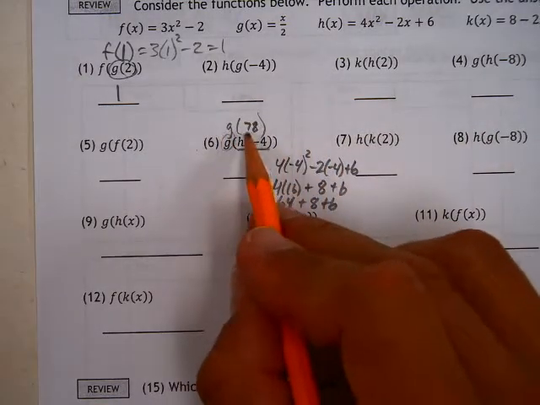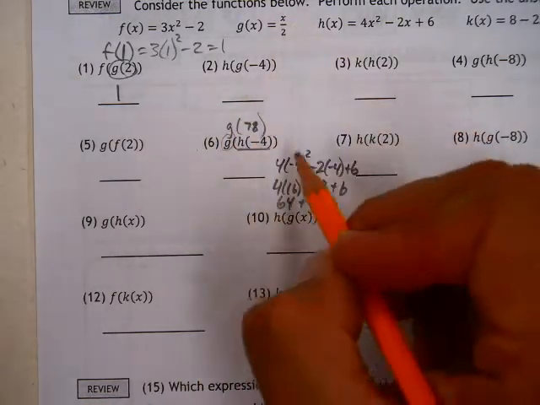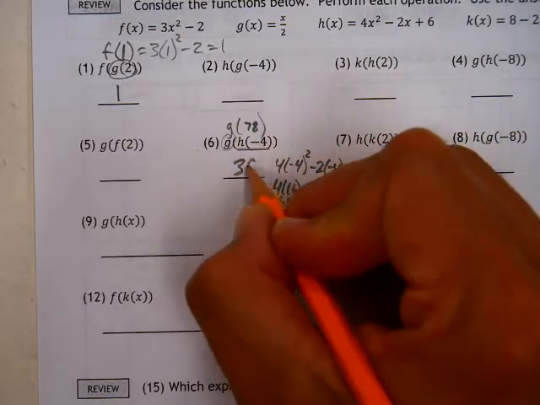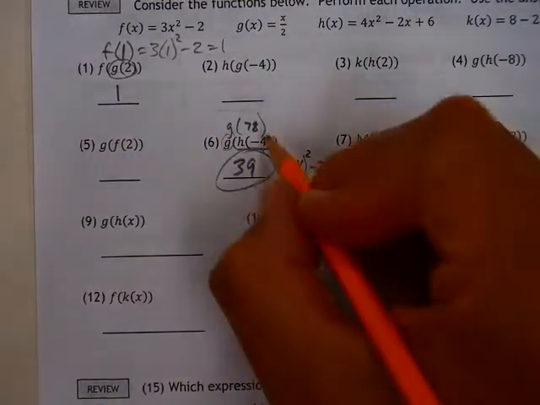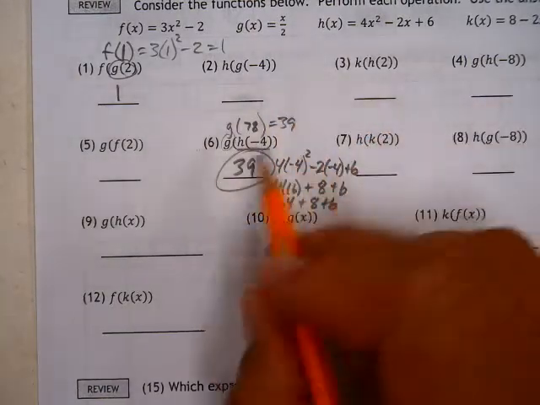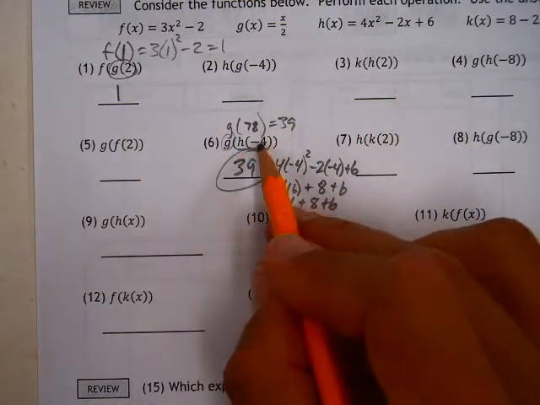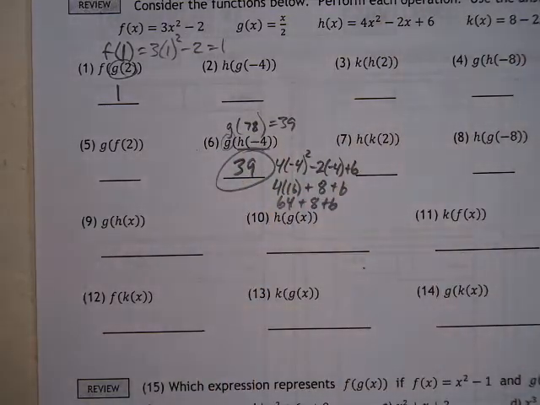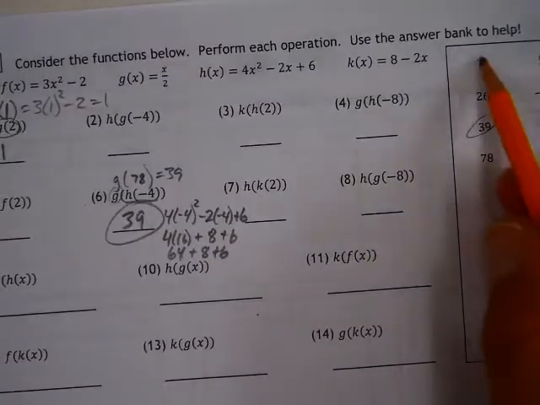Plug it into g. And g is simply take a number and divide it by 2. So I divide 78 by 2, I get 39. And that's my answer. g of 78 equals 39. So g of h of -4 ultimately, after going through 2 separate problems, gives me an answer of 39. And that's, again, an answer that's over here.